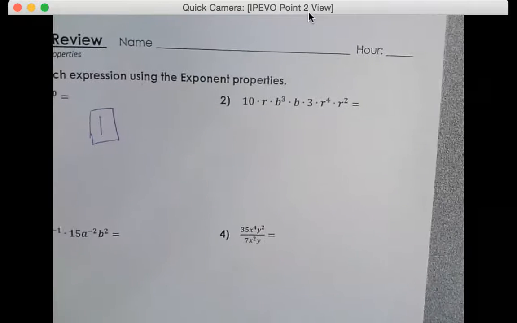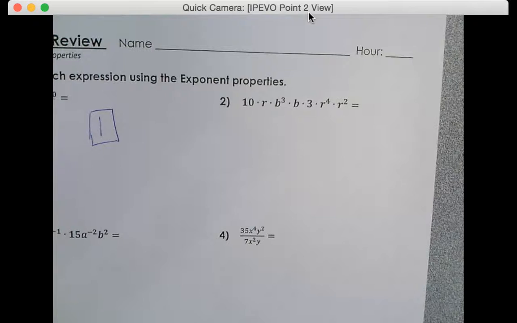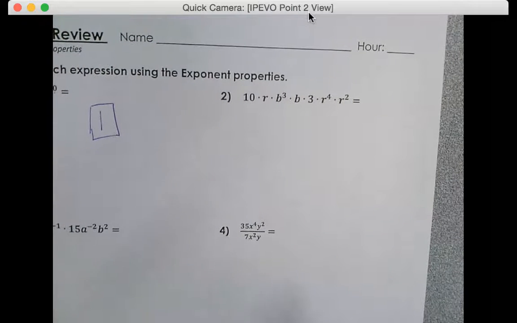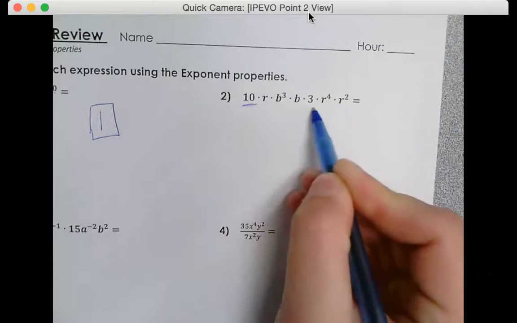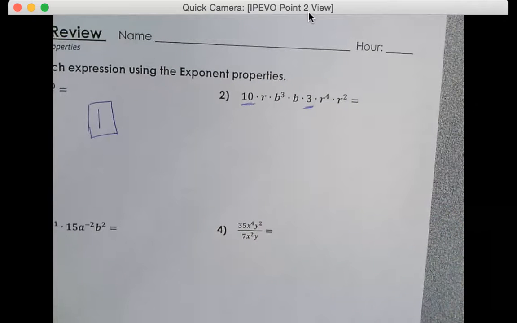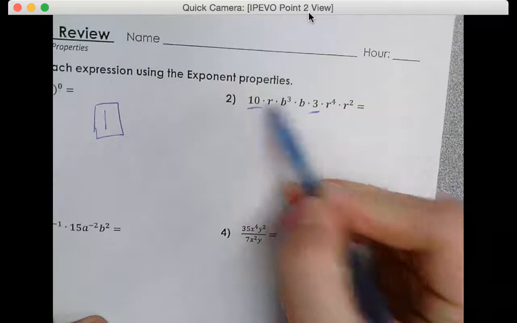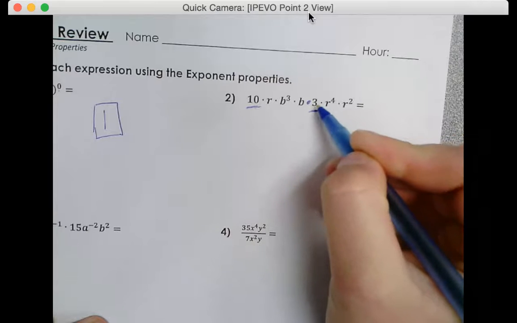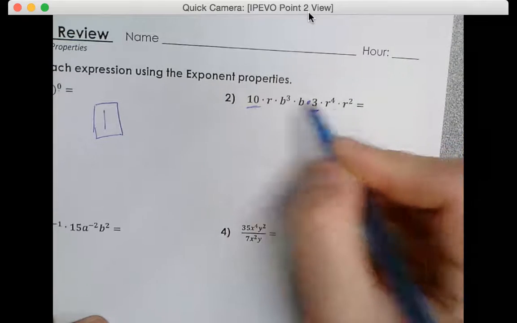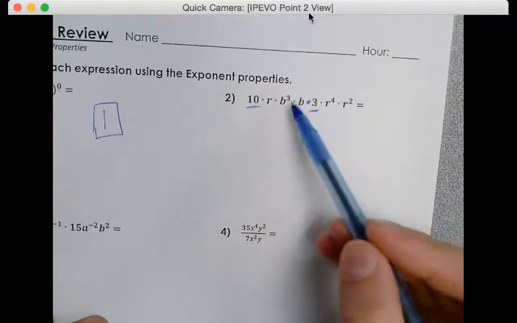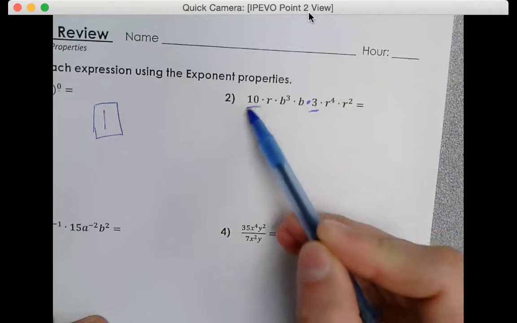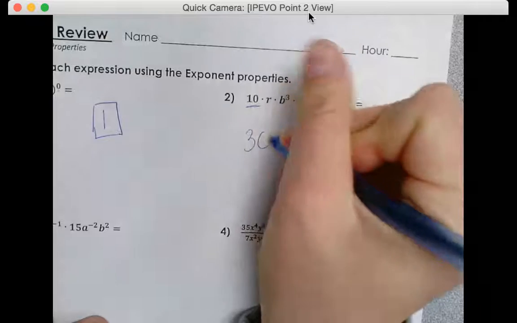Okay. If we look at number 2, we have a couple things we need to combine. The first things we need to combine are the coefficients, so these big numbers. When you're combining big numbers, you're not going to use the exponential properties. So we're not going to add or subtract like we do for the exponents. You're just going to do what's normal. So you'll just do 10, this little dot means times 3. So you'll just do the normal math for the big numbers. The adding and subtracting are for the exponents. Okay, so we'll have 10 times 3, which is 30.